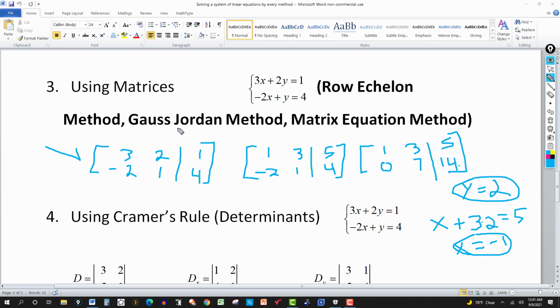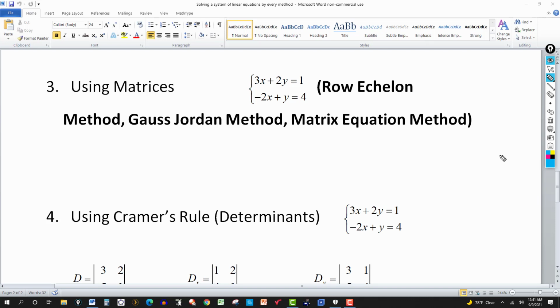Now there are other methods. Let's say solve using matrices. Well, I used matrices here. But you could also use another method, which is the Gauss-Jordan method. You can use the matrix equation method. But this satisfies it because it says using matrices. Let's clear this.